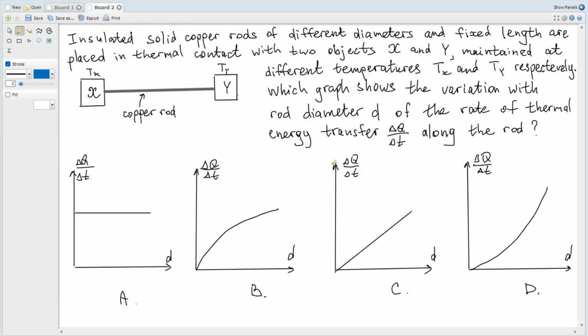Insulated solid copper rods of different diameters and fixed lengths are placed in thermal contact with 2 objects, X and Y, maintained at different temperatures, Tx and Ty, respectively. Which graph shows the variation with rod diameter d of the rate of thermal energy transfer, delta Q over delta T, along the rod? So the same formula, delta Q over delta T is equal to K A delta T over delta X. Delta X is this distance.